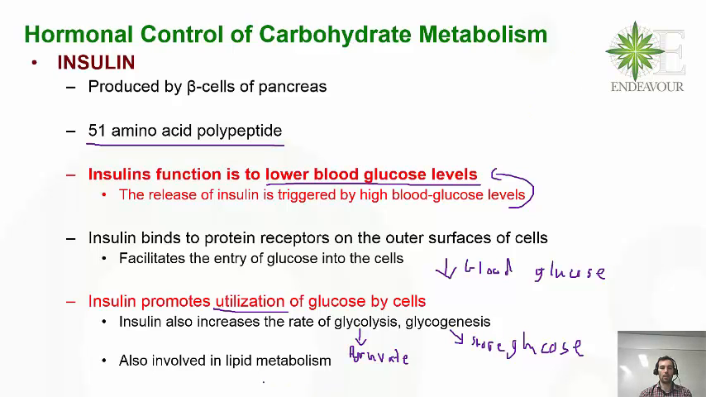Insulin also has a role in lipid metabolism. It will promote a process where we generate additional fatty acids. We'll have a look at this in our lipid metabolism lecture. It's called lipogenesis. Lipogenesis is essentially making fatty acids, and we can attach glycerol to these fatty acids to store our triacylglycerols. So that's storage of our fat in the form of triacylglycerol.